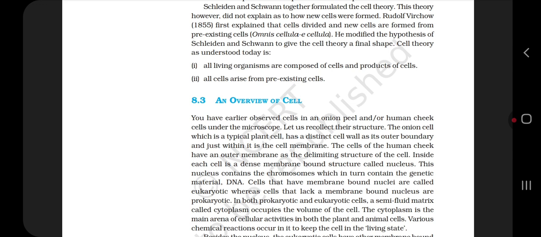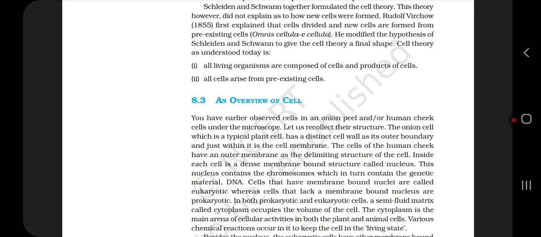8.3 An overview of cells. You have earlier observed cells in an onion peel and on a human cheek under the microscope. Let us recollect their structure. The onion cell, which is a typical plant cell, has a distinct cell wall as its outer boundary, and just within it is the cell membrane. The cells of a human cheek have an outer membrane as a delimiting structure of the cell.